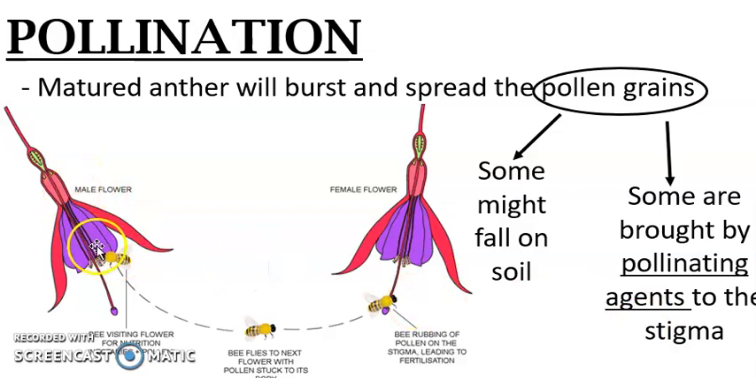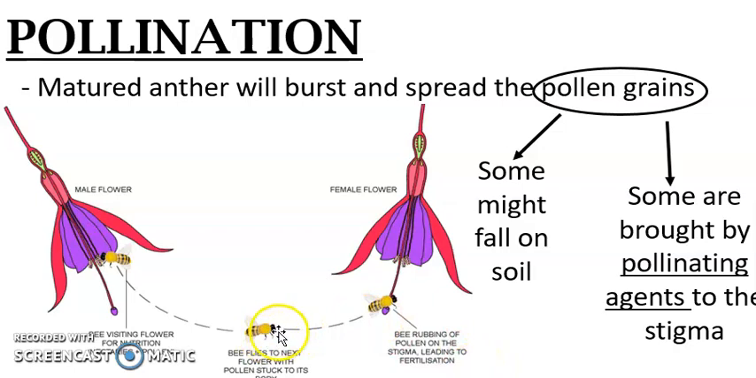So gambar kita mulakan di bahagian kiri. Bee visiting flower for nutrition, which are nectaries and pollen. So lebah dia akan pergi ke bunga-bunga untuk mendapatkan madunya. Kemudian dia akan terbang. Bee flies to next flower with pollen stuck to it. Okay, and then lebah ni dia akan pergi ke bunga yang lain. So bee rubbing of pollen on the stigma leading to fertilization.